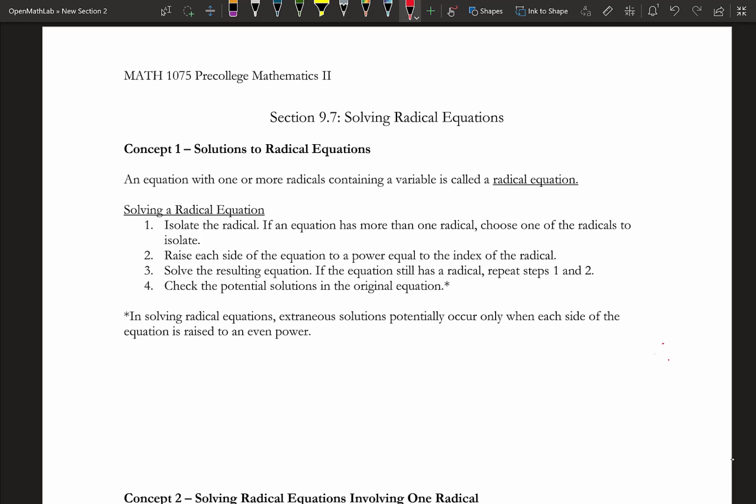Hi class, so today we're going to talk about solving radical equations. So this is section 9.7. So concept 1, we just want to talk about solutions to radical equations. An equation with one or more radicals containing a variable is called a radical equation, right? So if you have an equation that has a radical, it's a radical equation essentially, right?